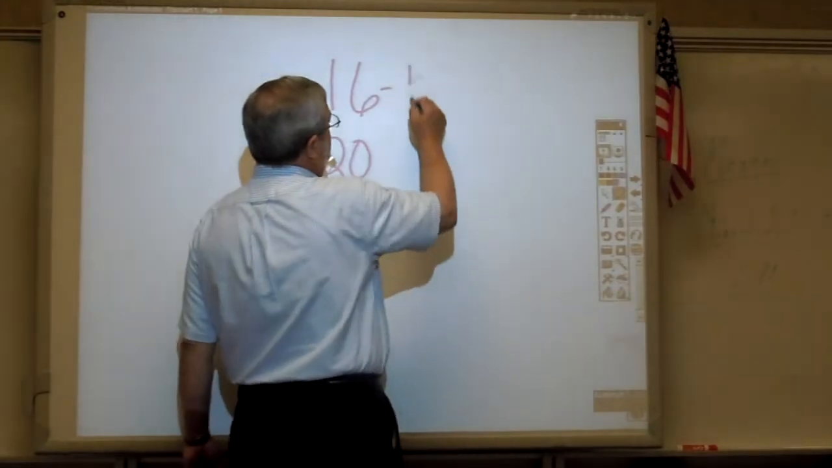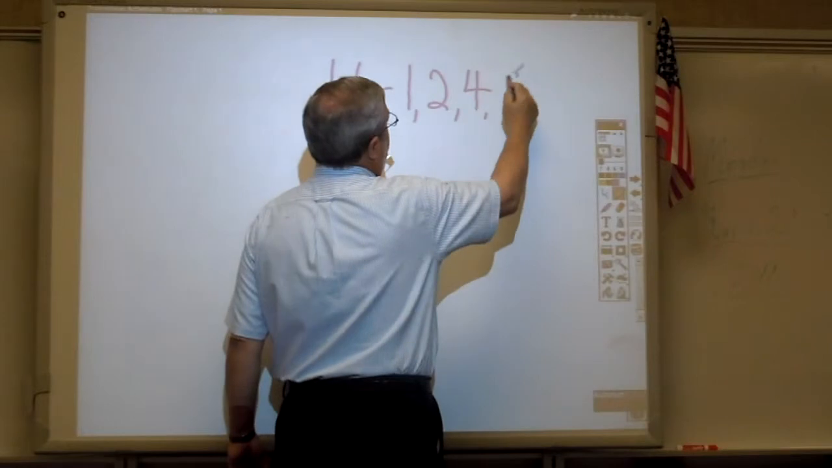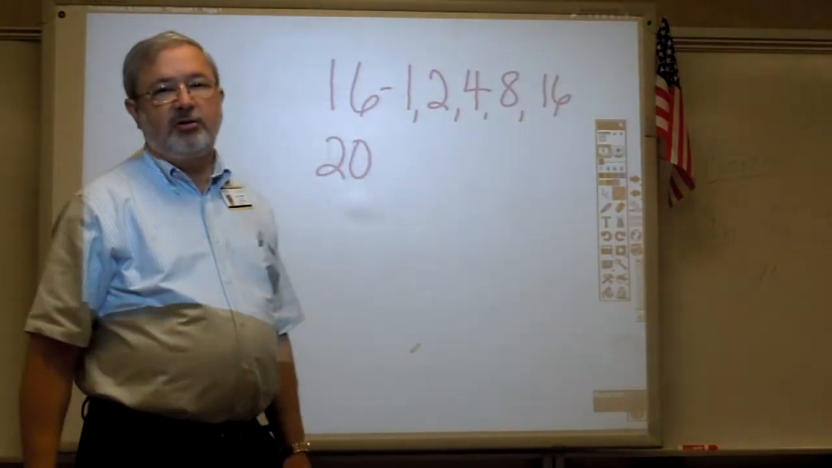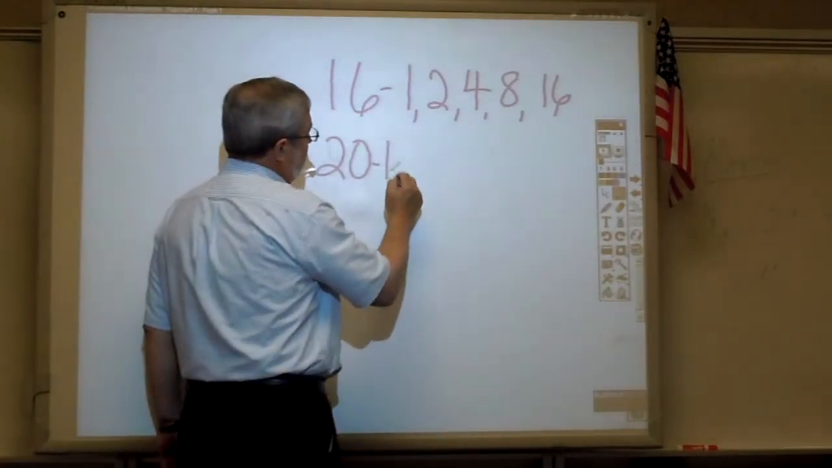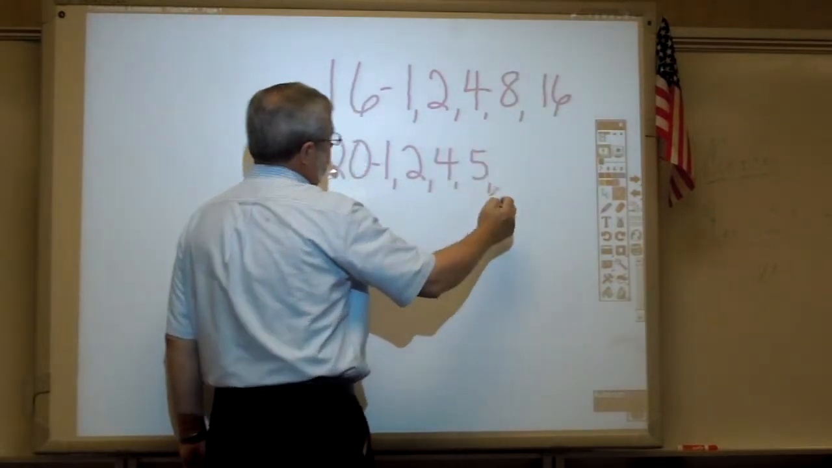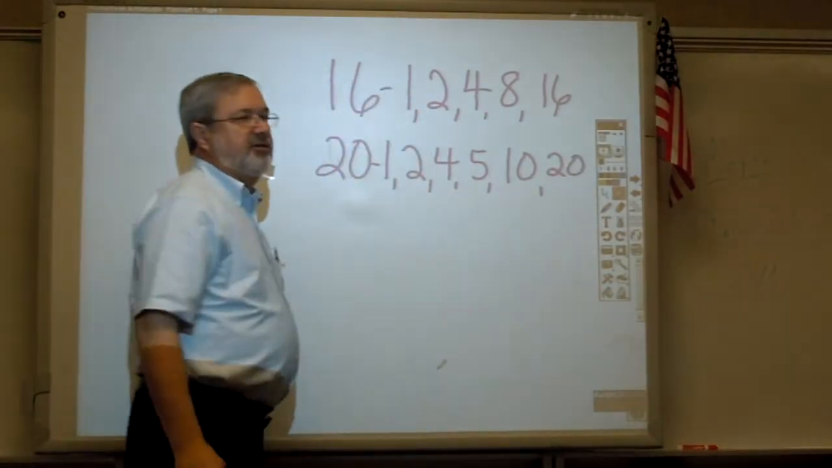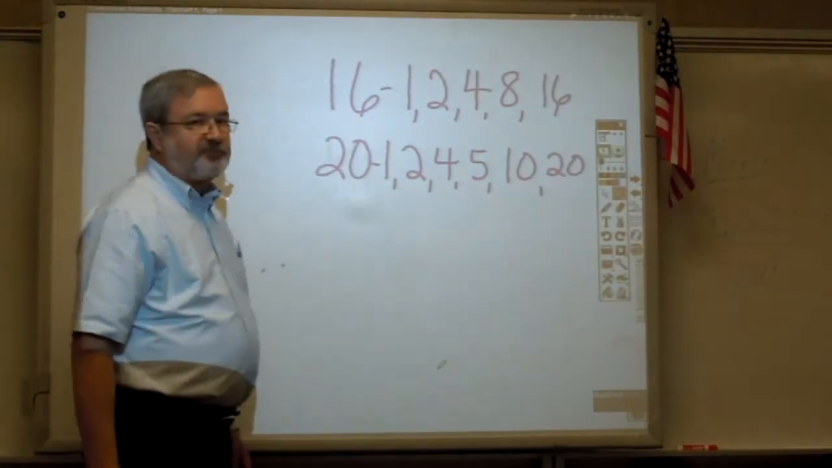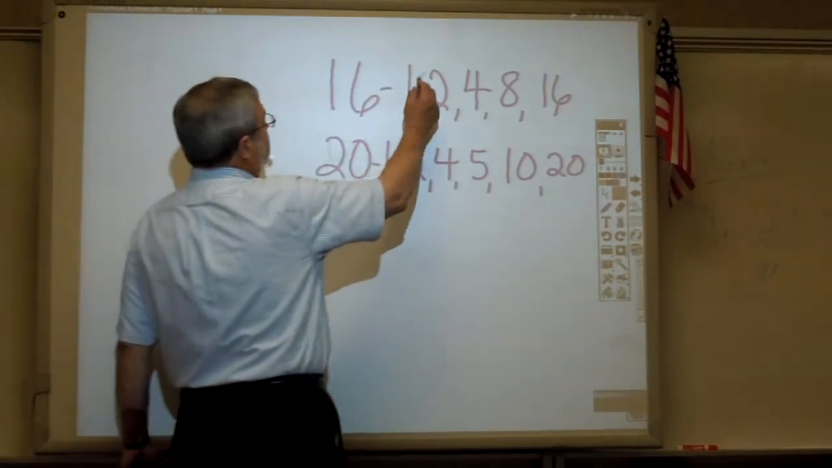16, I will have 1, 2, 4, 8, and 16. Check and see if you had all of those for 16. Now factors of 20: 1, 2, 4, 5, 10, and 20. Those are all of my factors of 20. Check and see that you had all of those on both of those. If so, you're in good shape. Let's go a little bit further. Let's go back and circle our common.